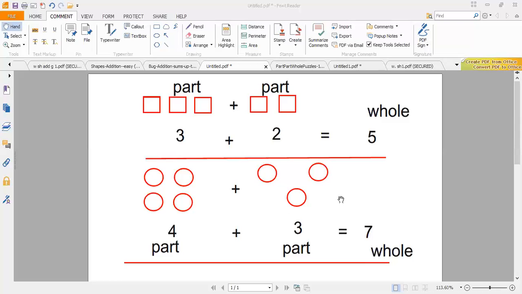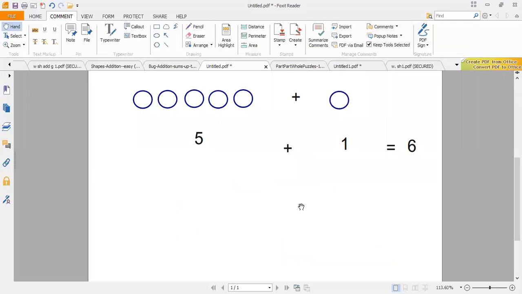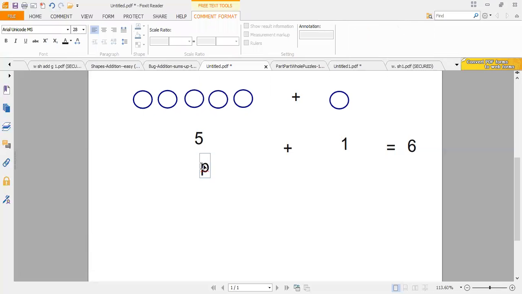Let's see this example. 5 plus 1 equal to 6. Where are the parts and where is the whole? The parts are the smallest numbers. The whole is the biggest number. Where are the smallest numbers? Yes, 5 and 1. So 5 is a part. 1 also is a part. Excellent. 6 is the whole.